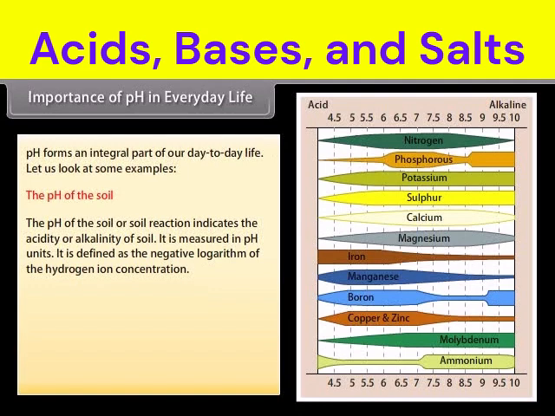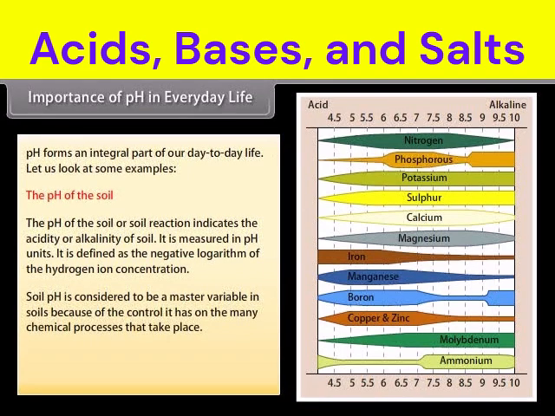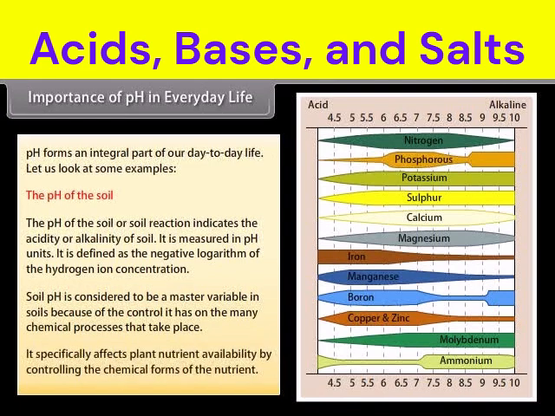With the increase in the amount of hydrogen ions in the soil, pH also increases, leading to being more acidic. Soil pH is considered to be a master variable in soils because of the control it has on the many chemical processes that take place. It specifically affects plant nutrients availability by controlling the chemical forms of the nutrient.